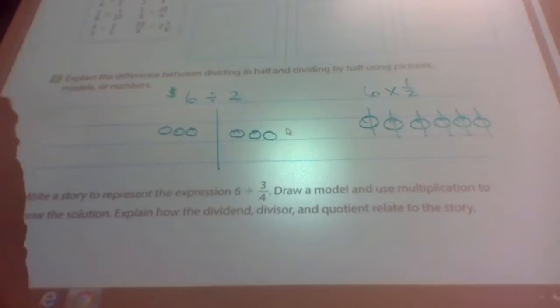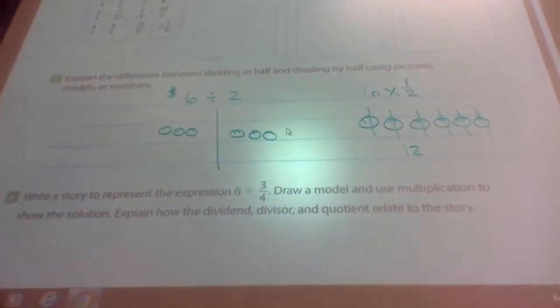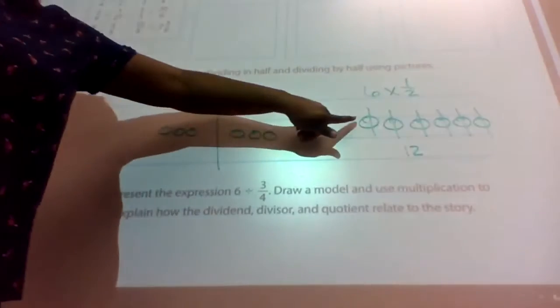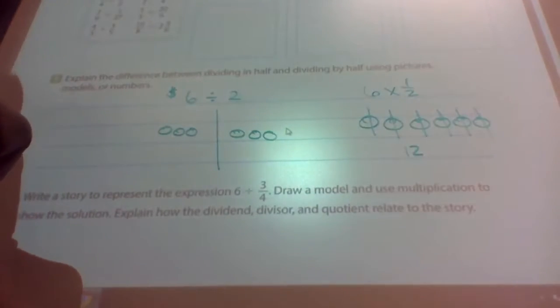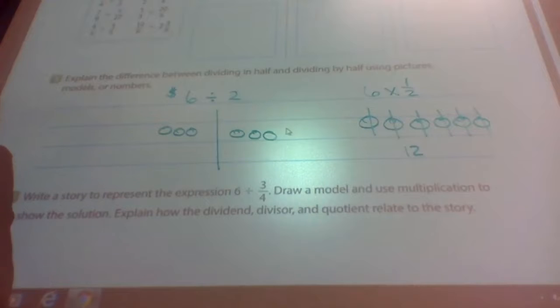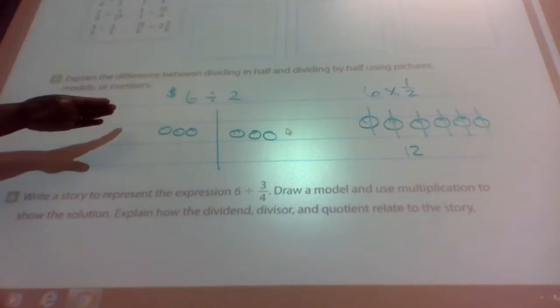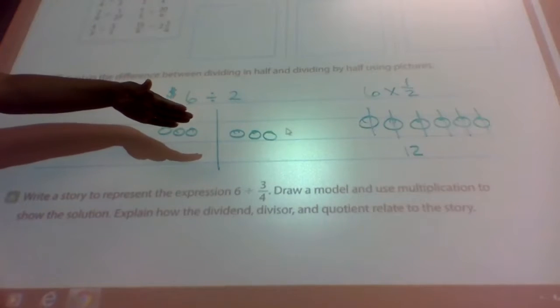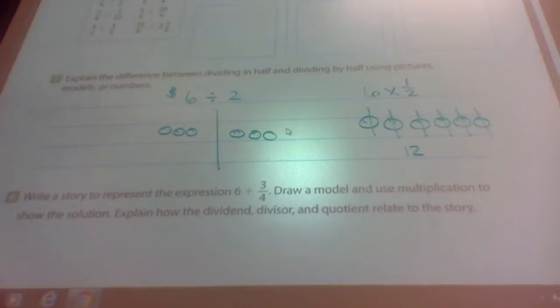12. 6 times 2 is 12. Okay, so I got 6 things, and each thing has 2 parts. So that's 6 times 2, which is 12. Over here is 6 divided by 2, which is 3.